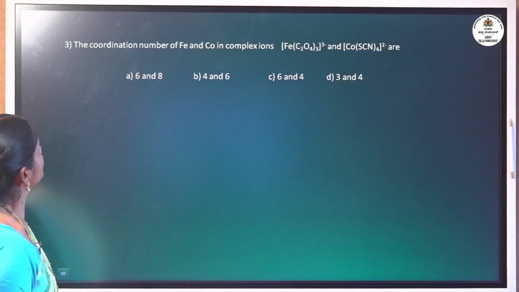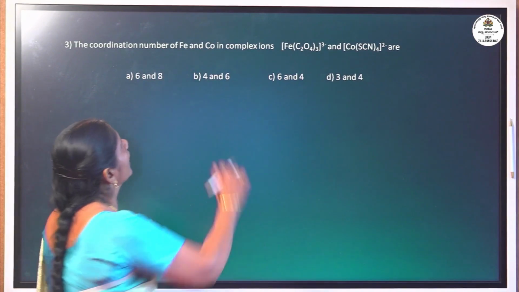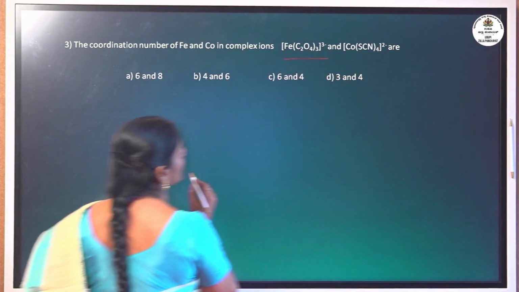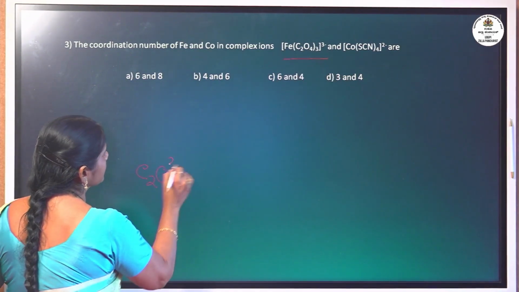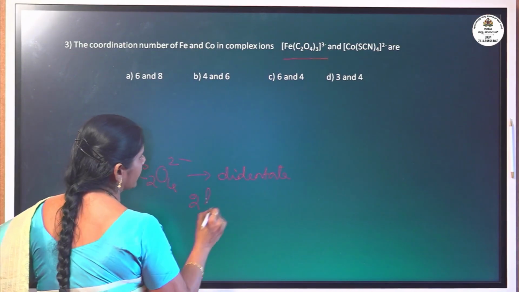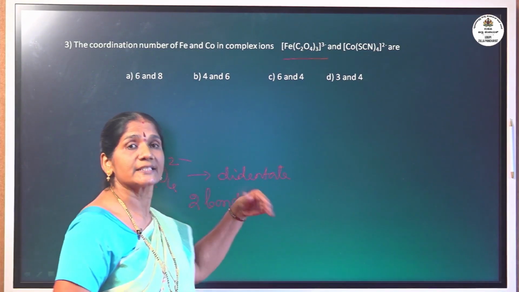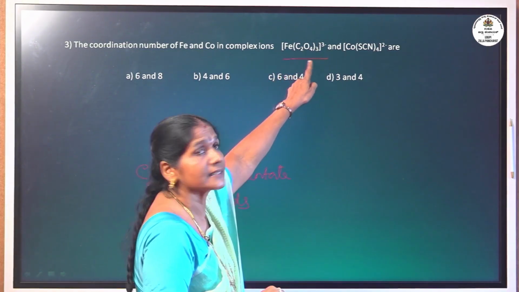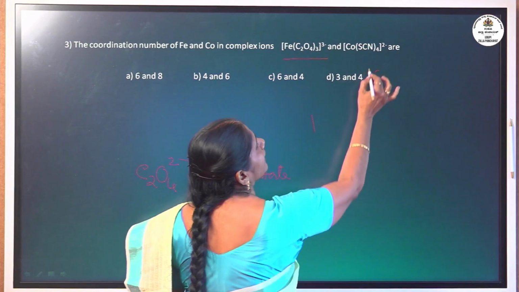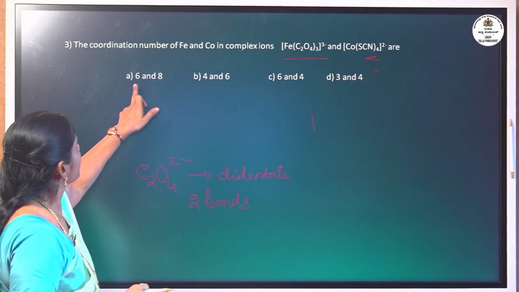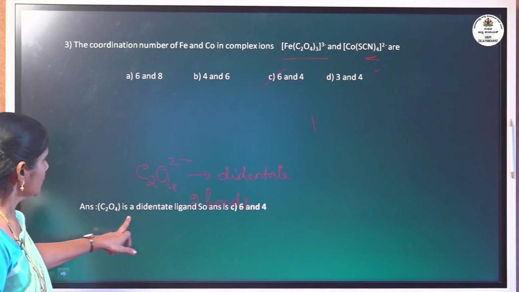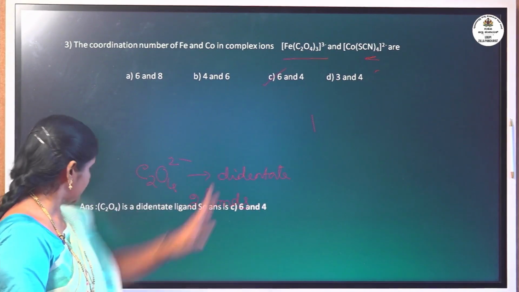Next one is the coordination number of iron and cobalt in the 2 complexes. In this case, the oxalato ion is a didentate ligand. Didentate means it forms 2 bonds at a time, and therefore 3 is not the answer. The coordination number is 6 here because it is a didentate ligand, and here it is a monodentate ligand, so it is 4, and the option can be 6 and 4. C is the answer. So it is a didentate ligand, so the answer is C, 6 and 4.